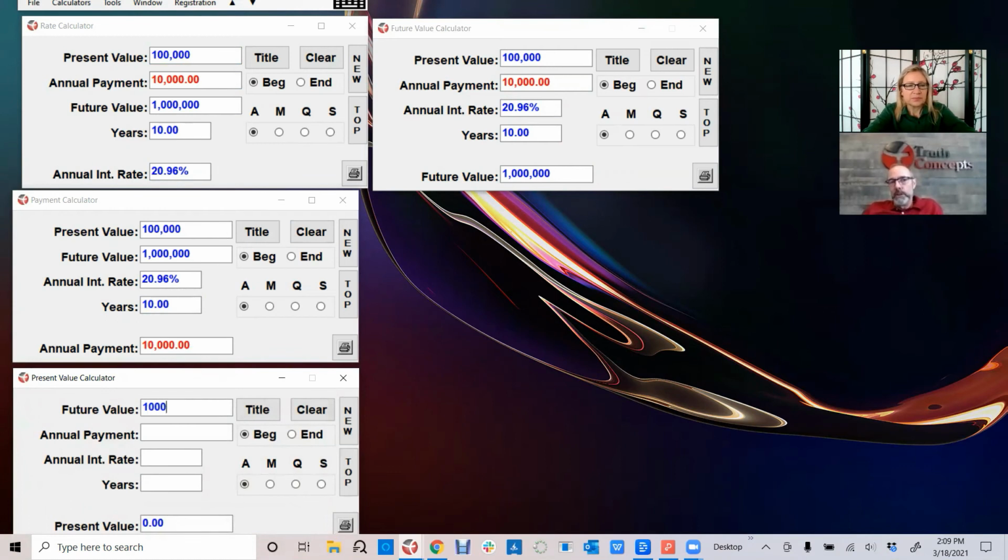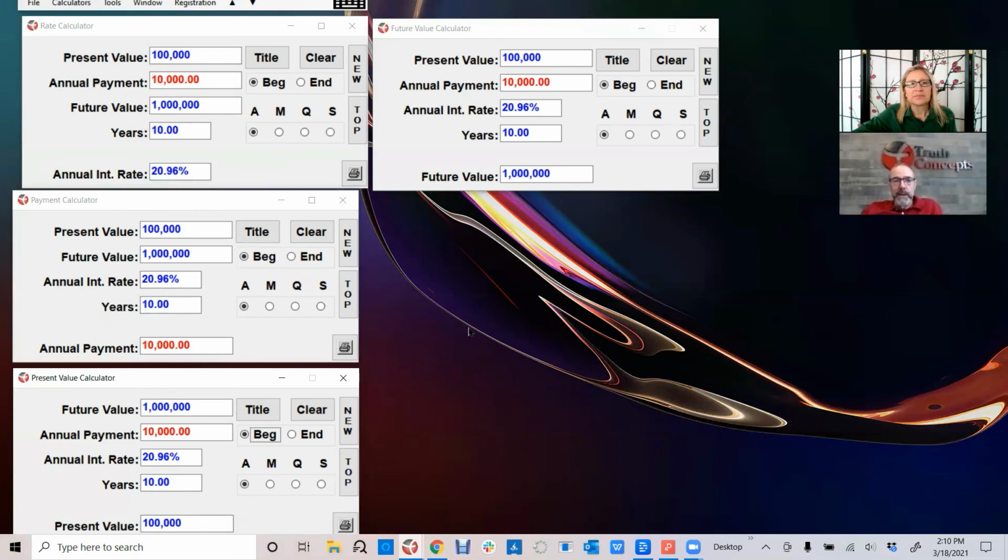So what we don't know in this scenario is what amount of money we have to put in this account to start with. We know we want $1 million in the future. We're going to add $10,000 a year. We know we can earn 20.96% per year, and we know we need it in 10 years, and it shows us we'd have to put $100,000 in up front as well.